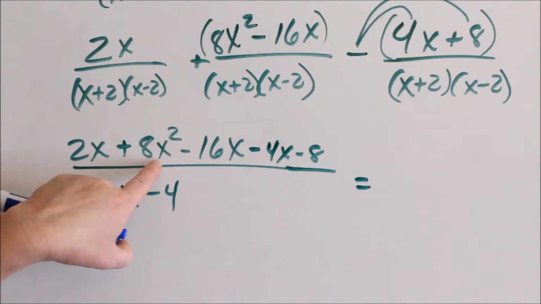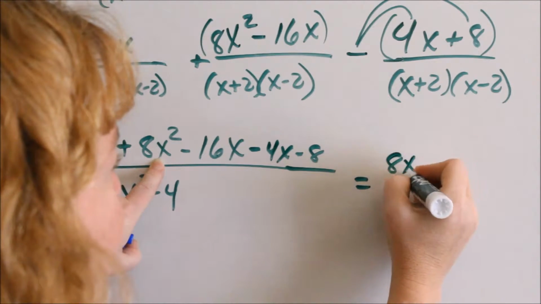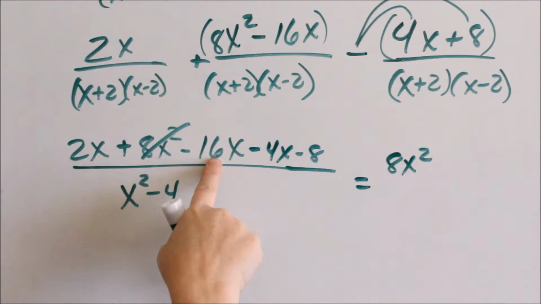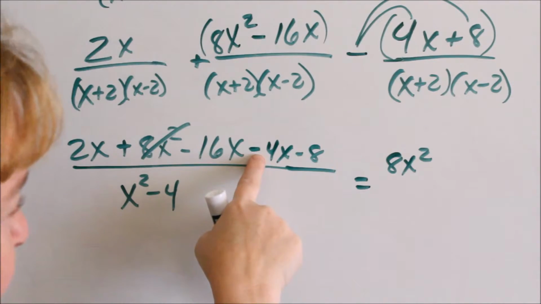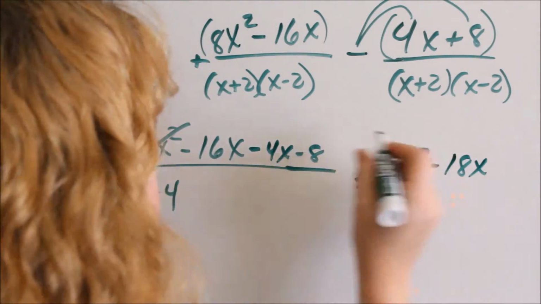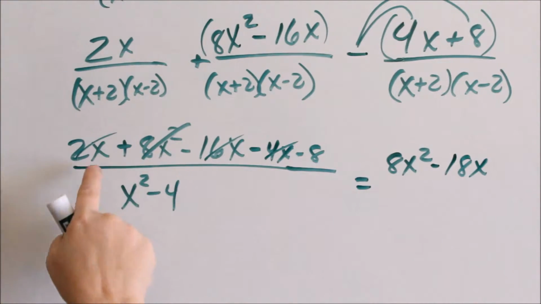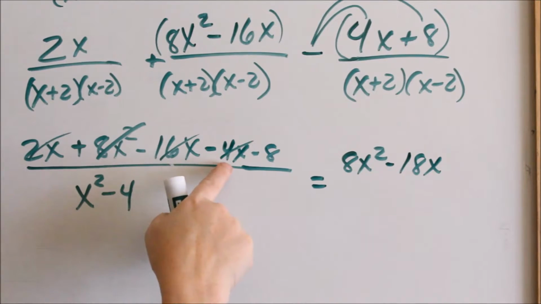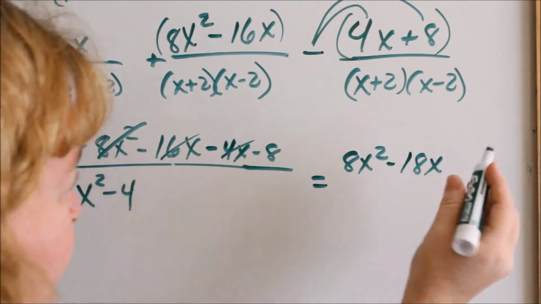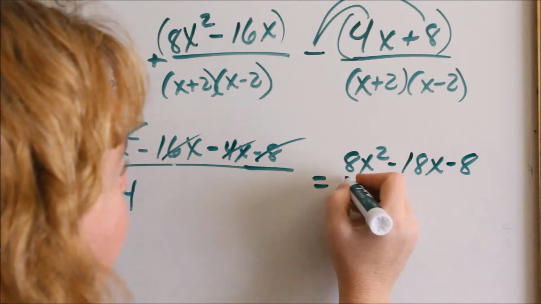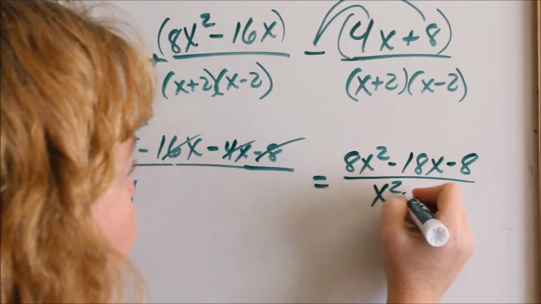So I'm going to write my 8x squared first. 8x squared, I took care of that. 2x minus 16x is a negative 14x. Adding another negative 4 would be a negative 18x. I hope I'm doing all my math right. I took care of those. 2x minus 16, negative 14, negative 14, negative 4, negative 18. And then I have my minus 8. Boom. And then x squared minus 4.